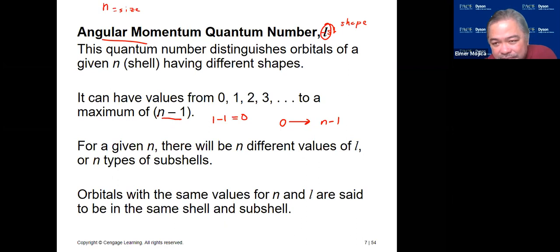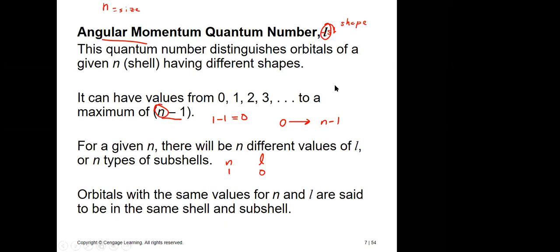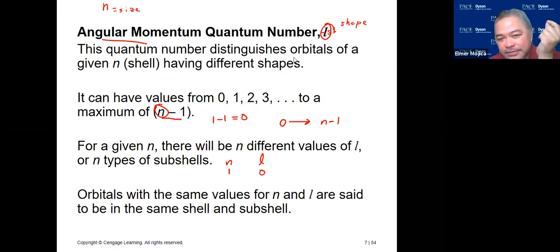Because L depends on n. Okay. Now, what does it tell us? When n is equal to 1, the only possible value of L is what? 0. So that means when n is equal to 1, you only have one shape of the orbital. Now, when n is equal to 2, what are the possible shapes? You have a 0 and a 1.